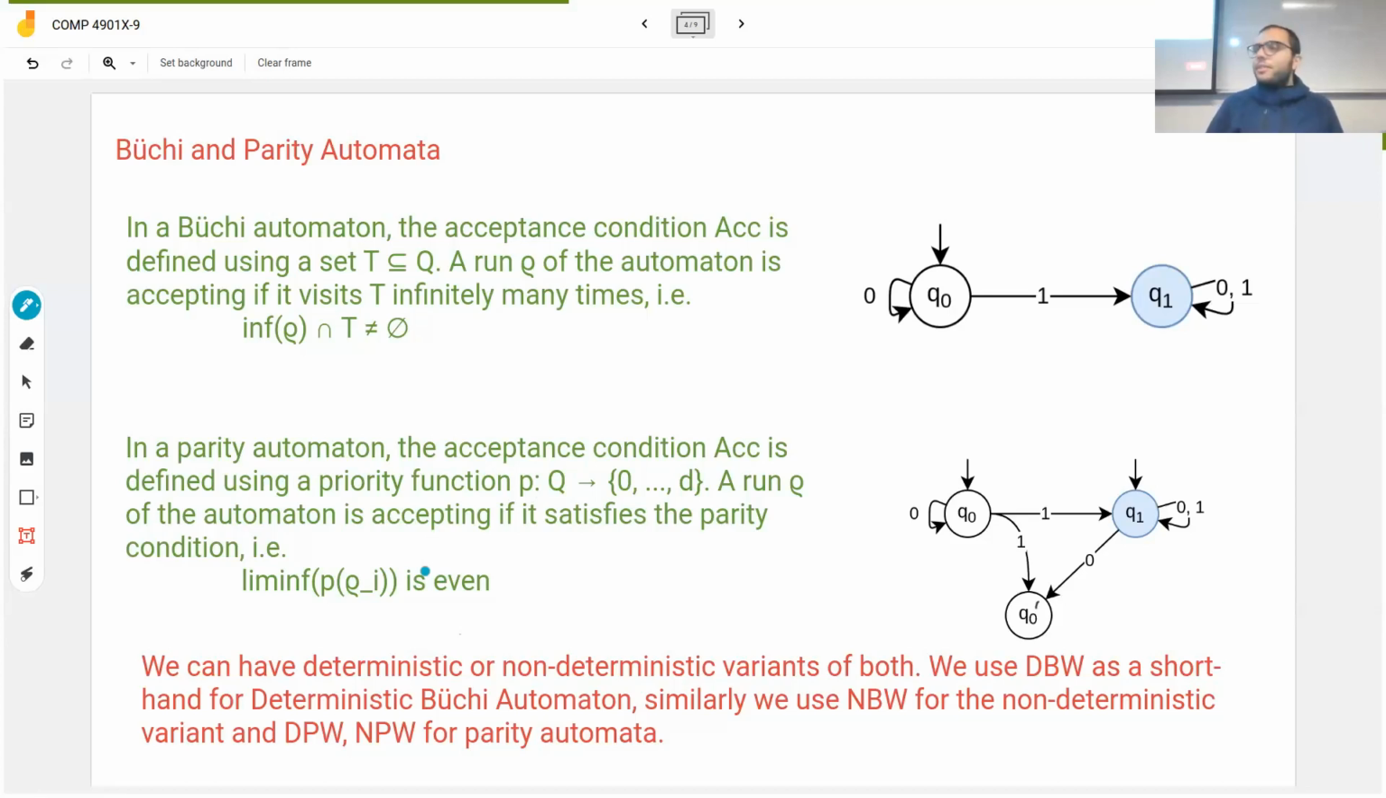So I can have automata with Büchi conditions or with parity conditions, and I can also have deterministic or non-deterministic variants of both of them. The notation that we usually use is that we write DBW for deterministic Büchi automaton. They chose W because A was already taken for the finite automaton. And we also write NBW for non-deterministic Büchi automaton, and for parity, it's just DPW and NPW.